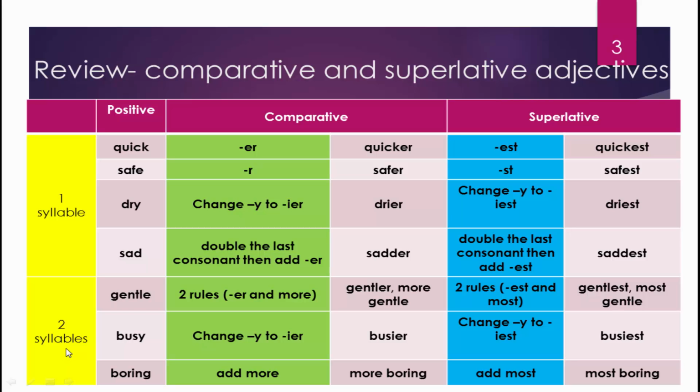In the case of two syllables, we have adjectives that can follow two rules, like gentle. You can say gentler or more gentle. So the rules are add er, or you can add more in front. And superlative, you can say gentlest and most gentle. Busy, y at the end, so you have to change y to ier, like busy becomes busier and busiest. Boring, because we cannot add er, you need to add more: more boring and most boring.